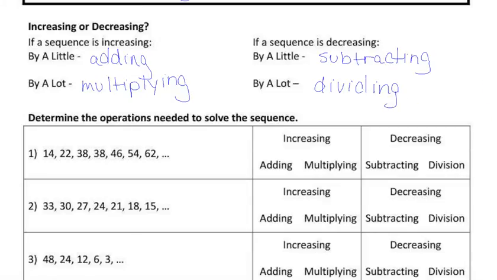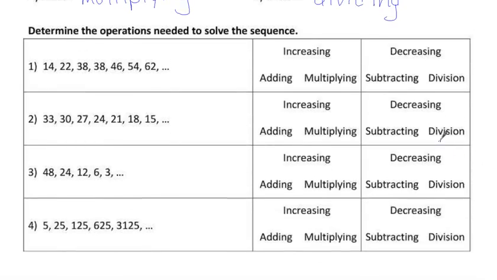So let's look at these examples here. Determine the operation needed to solve the sequence. So if we look at these, this sequence is increasing. And if we look at the numbers, it's increasing by 14 to 22 and then 22 to 38. It's only increasing by a little bit. So in this case, it's going to be adding. If we look at number 2, it is decreasing, and it's decreasing by a little bit at a time. So it's going to be subtracting. You try number 3 and number 4 on your own.